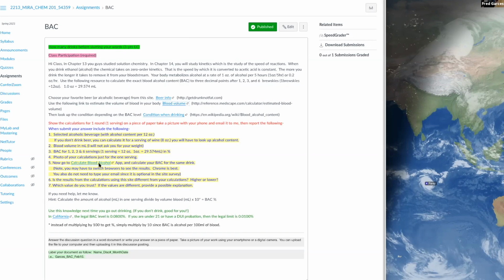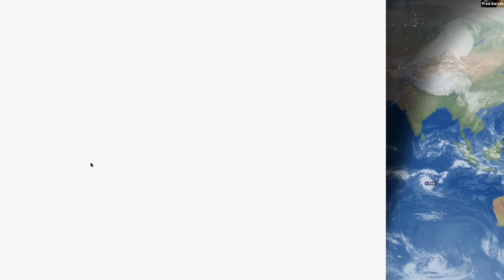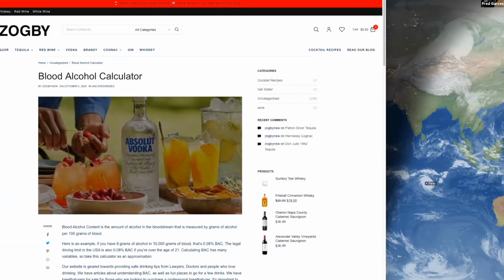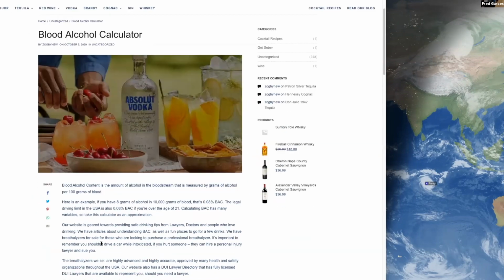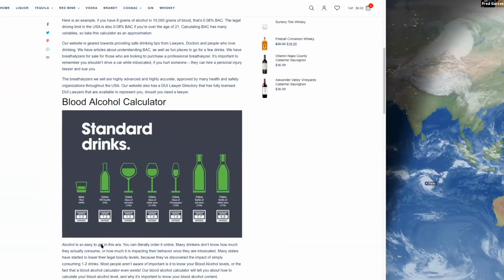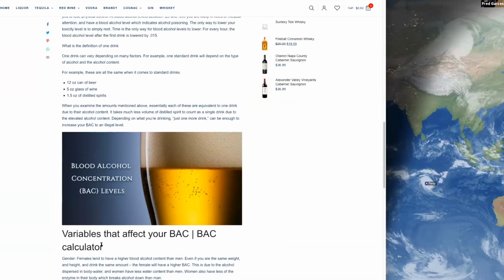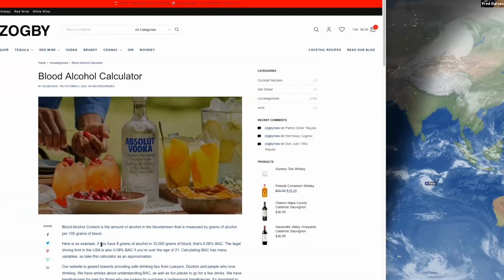There's also a BAC calculator here. And all you have to do is put the information in this calculator, and it'll calculate, based on your body mass and the alcoholic beverage you have, how much blood alcohol you have.